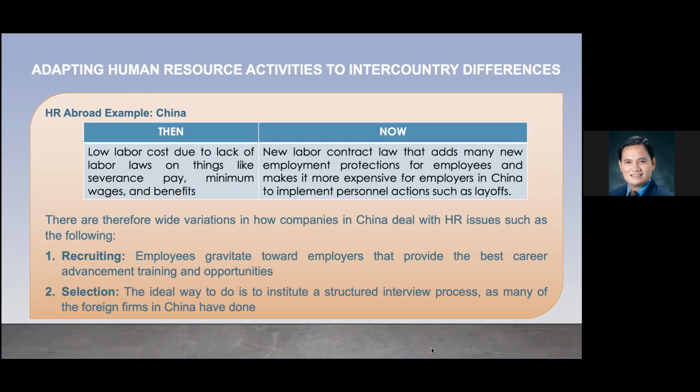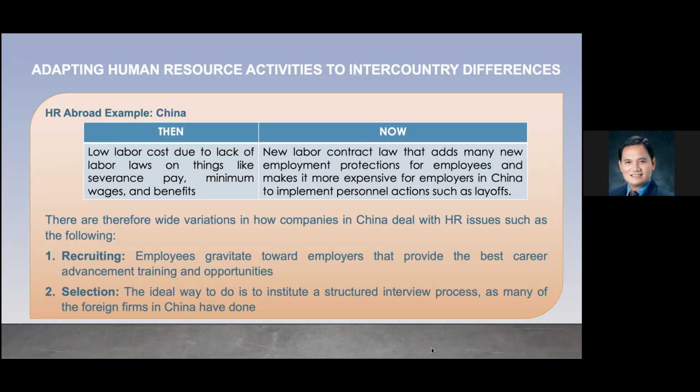Now, there are therefore wide variations in how companies in China deal with HR issues, such as the following. Number one is recruiting. As compared to some Western countries, it is relatively difficult to recruit, hire, and retain good employees. China's employment contract law requires that, among other things, the employers report the names of the employees, sexes, also their identification numbers, and the contract terms for all employees they hire within 30 days of hiring to local labor bureaus. Also in China, recruiting effectiveness depends on non-recruitment human resource management issues.